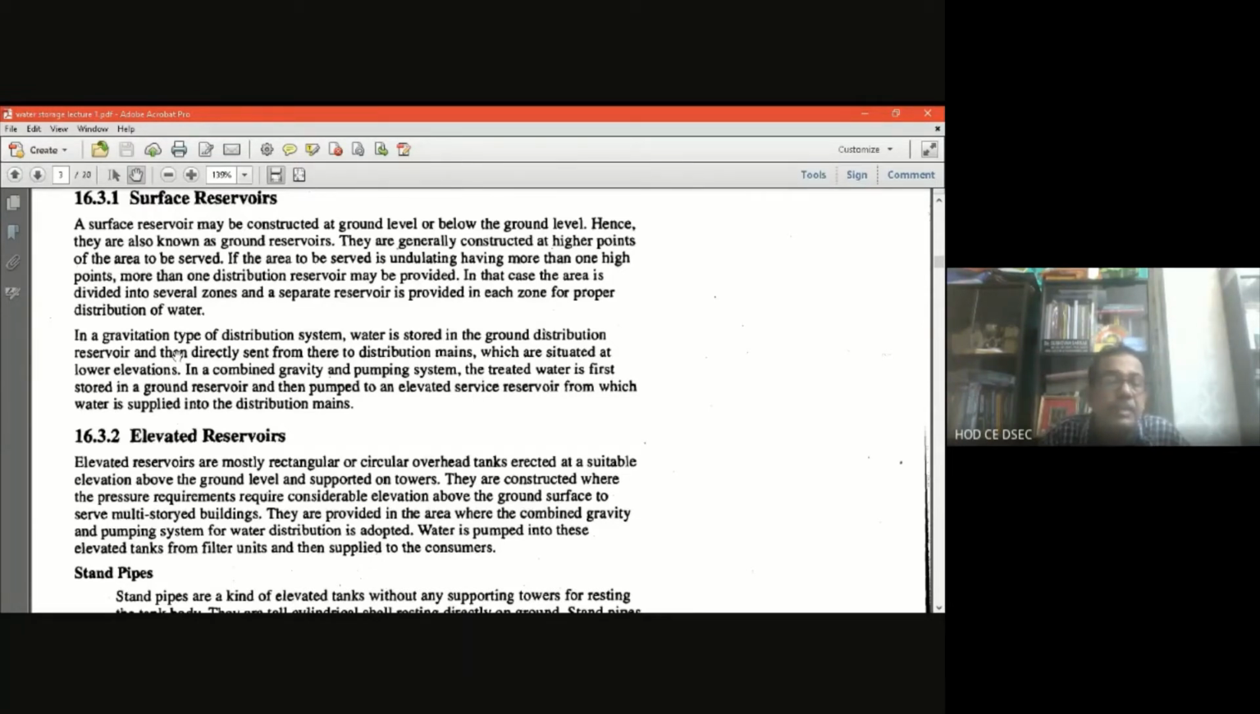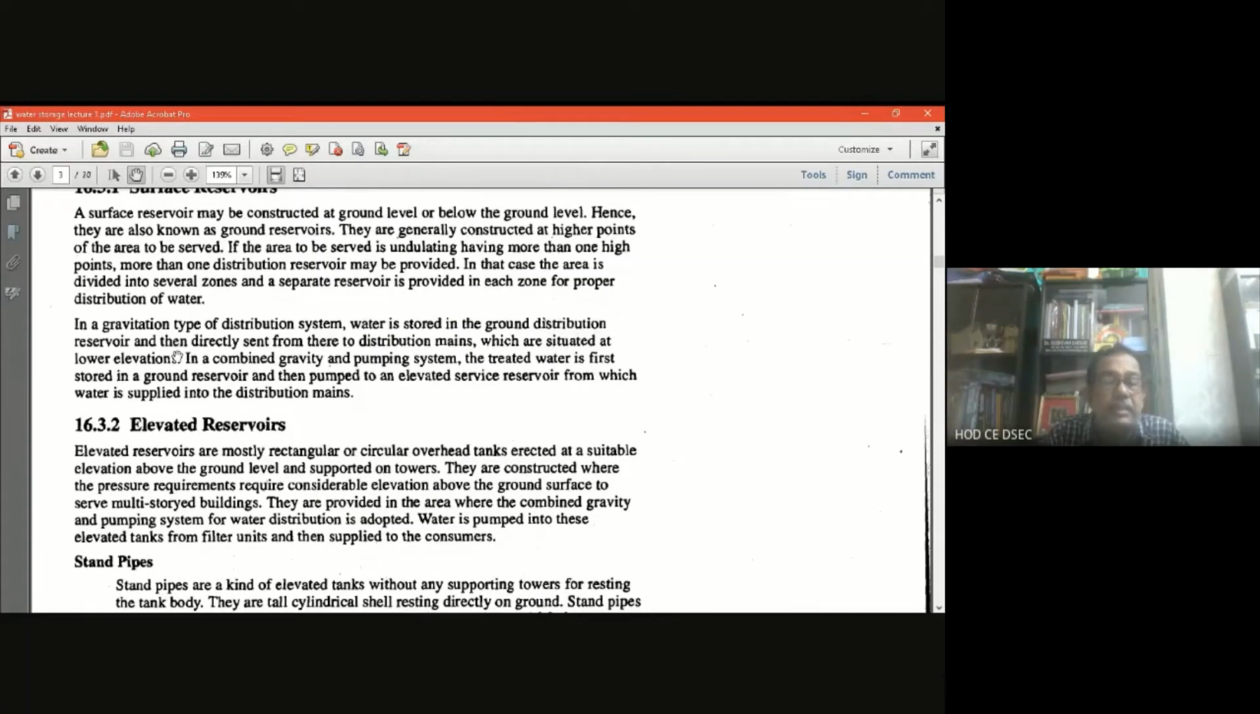distribution is adopted. And in the ground surface reservoirs, with the gravitational type of distribution system, water is stored in the ground distribution reservoir and then sent directly from there to distribution mains, which are situated at lower elevations. That is the difference between the surface reservoir and the elevated reservoirs.